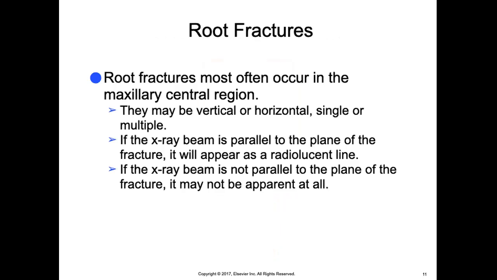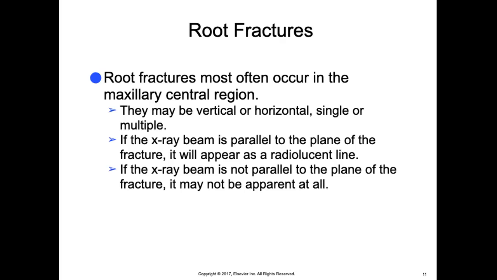Root fractures most often occur in the maxillary central region. They may be vertical, horizontal, single, or multiple. If the X-ray beam is parallel to the plane of the fracture, it will appear as a radiolucent line. But if the X-ray beam is not parallel to the plane of the fracture, it may not be apparent at all. So these are less common than crown fractures, and they usually result in some type of an accident or traumatic blow. With time, root fractures have a tendency to enlarge because of the displacement of root fragments, hemorrhage, or edema, which is swelling.